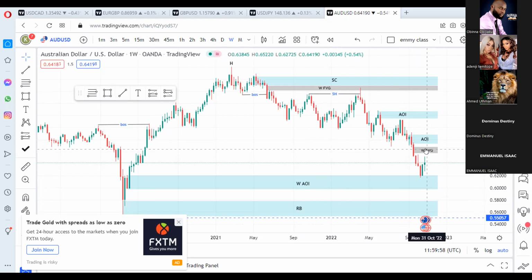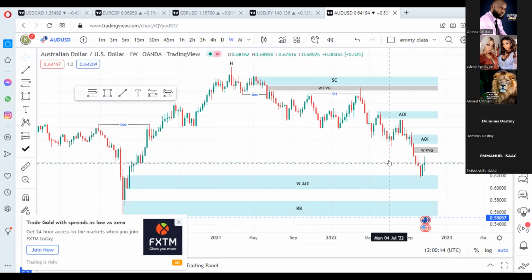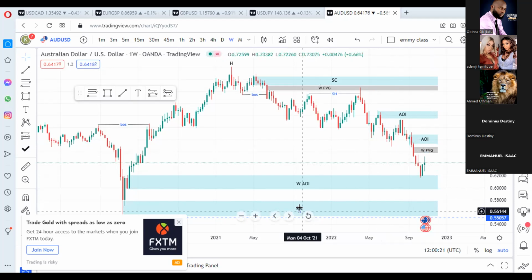Right on. So if the market doesn't respect this fair value gap, I'm expecting the market to reach my area of interest and retrace back to this rejection block right here. Generally, I will be looking for an opportunity to sell from this weekly fair value gap and this area of interest down to this rejection block right here. So that's all I have for the weekly time frame.